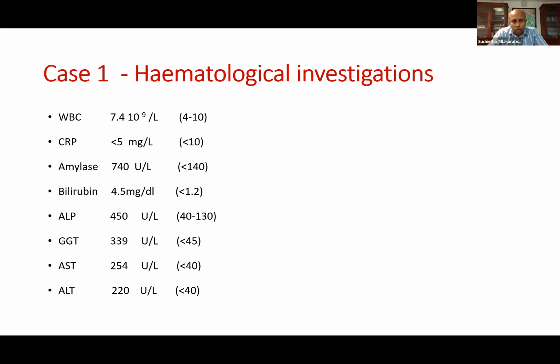Her CRP is normal. Her amylase is markedly elevated. Bilirubin is also elevated, along with high alkaline phosphatase, gamma GT, and also elevated transaminases. So I'd like to ask Dr. Udaya Kalubowila what you would think of the diagnosis based on these blood investigations. Suchintana, with elevated serum amylase with alkaline phosphatase and gamma GT, it would be likely to be due to pancreatitis secondary to gallstone pancreatitis. So we had to proceed with imaging to exclude any CBD stones in this case.